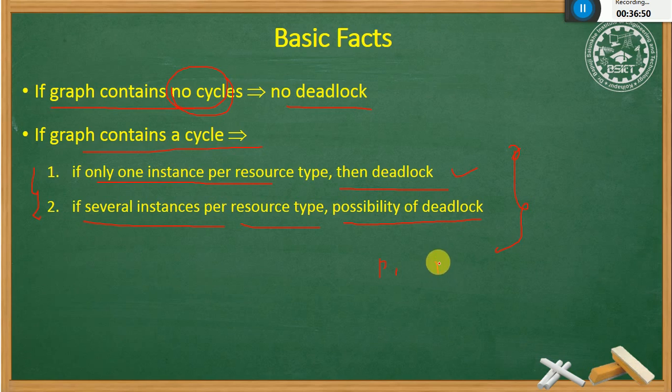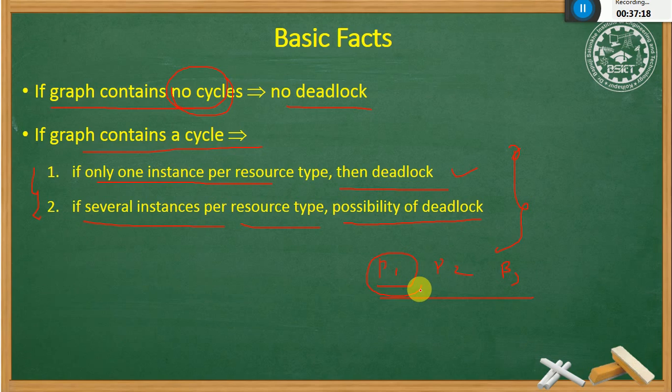So P1, P2, P3, in the current situation, they have one resource each, they are in execution, because they have different resources at a time, they can execute at a time. But if P1 does not have any resource and it is waiting for P2, then it is called a deadlock. Okay, so that cycle carries a very vital role.